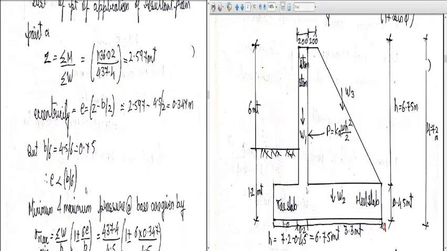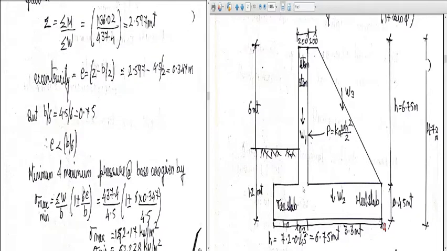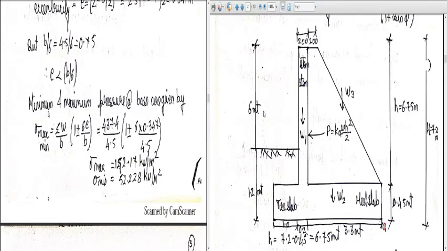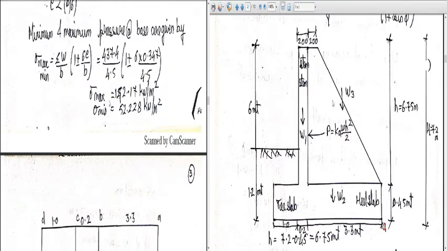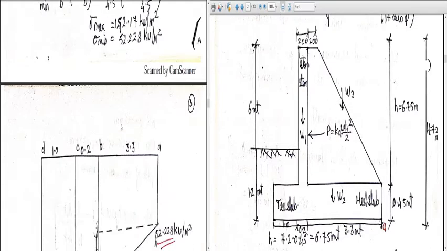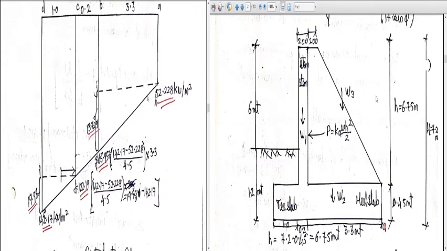But let's see the limitation. So b by 6, with width 4.5, divided by 6 is nothing but 0.75. So this is less than 0.75, hence eccentricity is within limit. Then we computed the minimum and maximum pressure at the base. So we computed minimum and maximum pressure, and this is how it is located here.